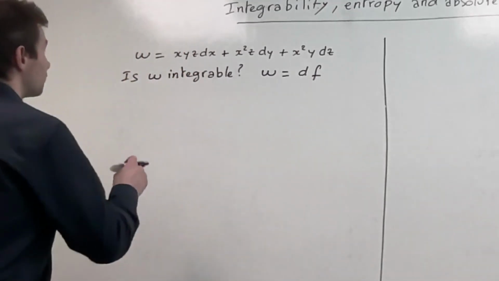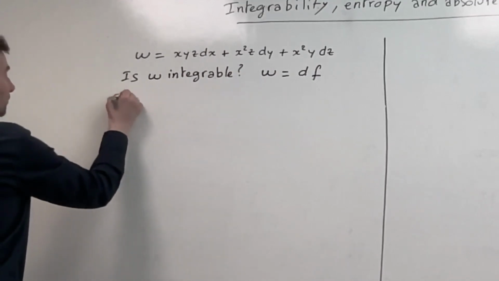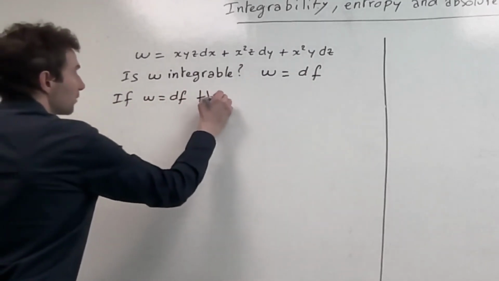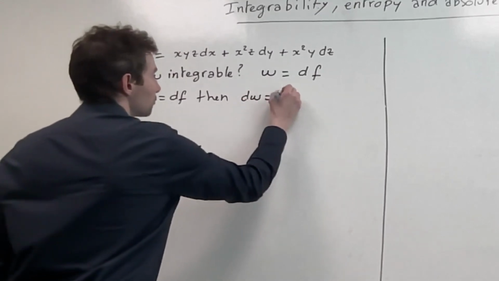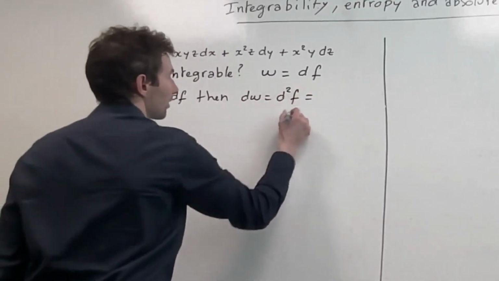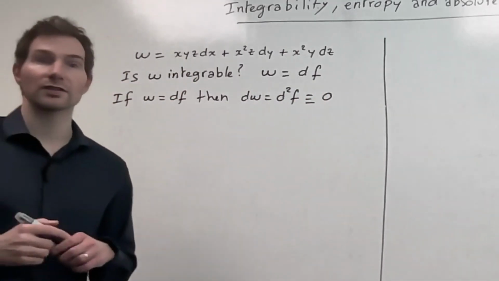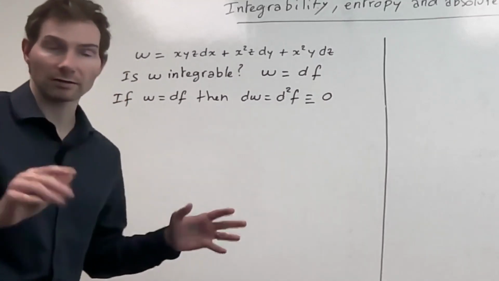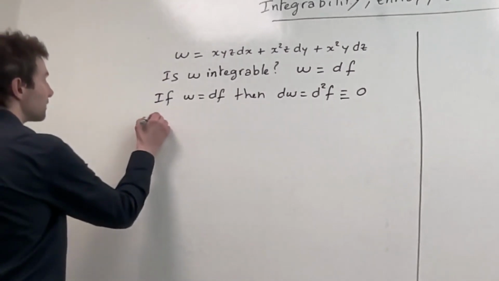Now, one way to look at this is that if omega is equal to df, then we have that d omega is equal to ddf, and that's equal to 0. That's by definition: if you apply the exterior derivative twice, you get 0. Okay? So that's the idea. Let's have a look at what d omega is equal to.